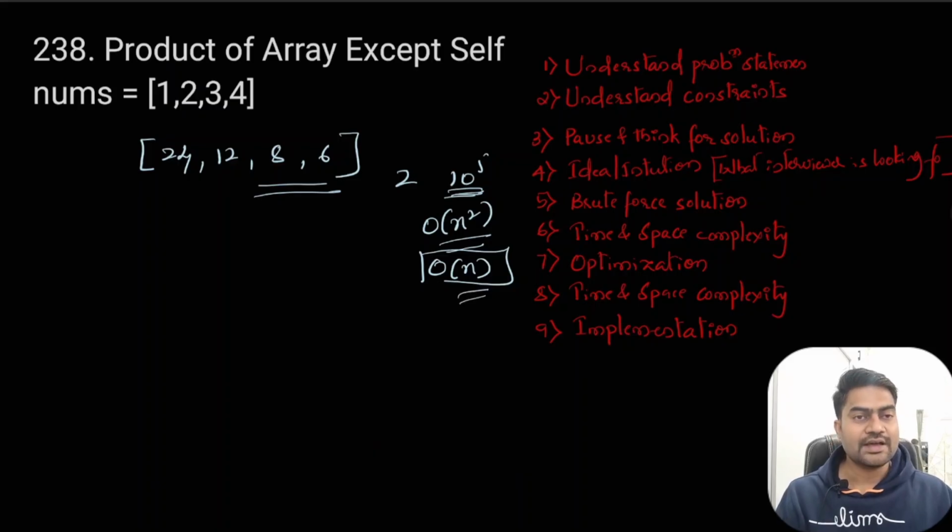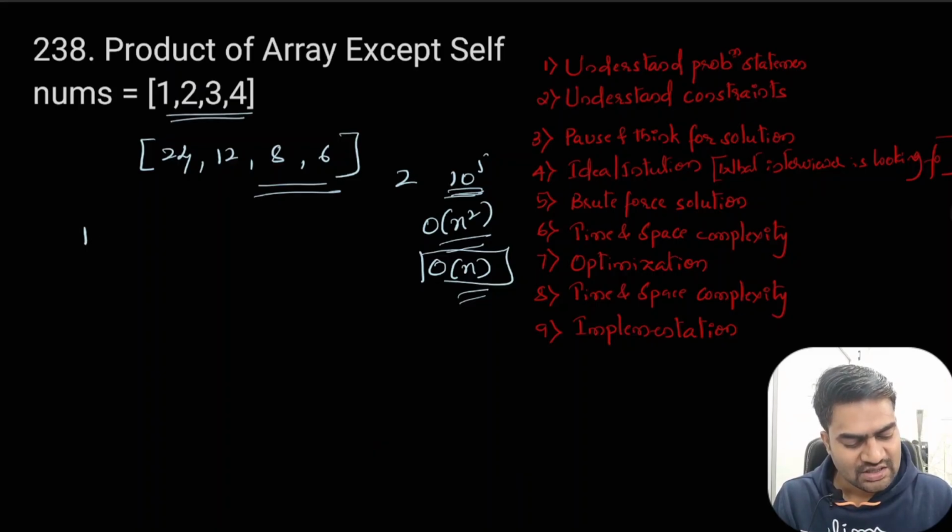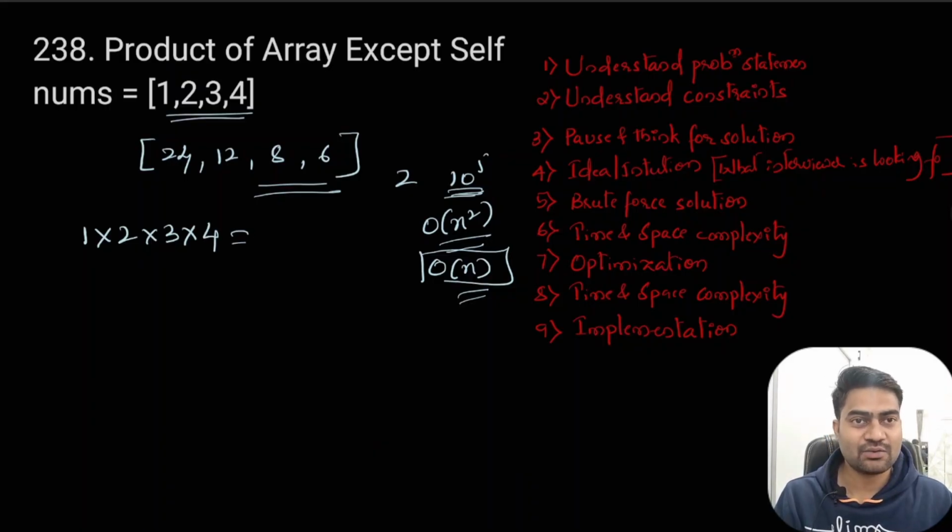What they have mentioned is that we should not use the division operator. If that was not the case, then what we would have simply done is consider 1 into 2 into 3 into 4. So the entire array we would have multiplied once, and we will get 24.